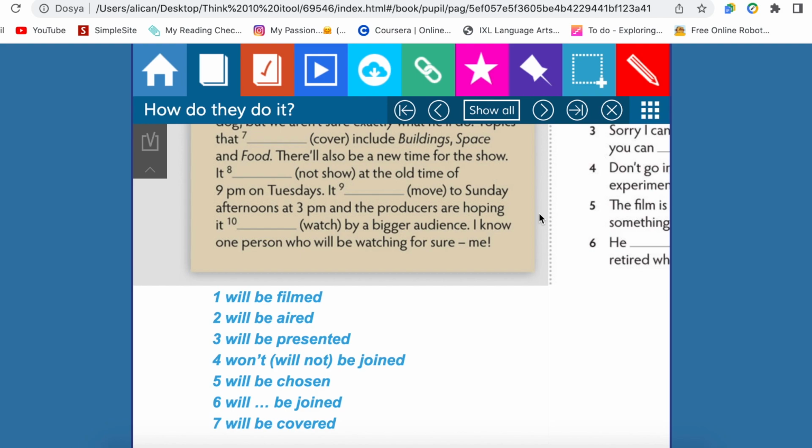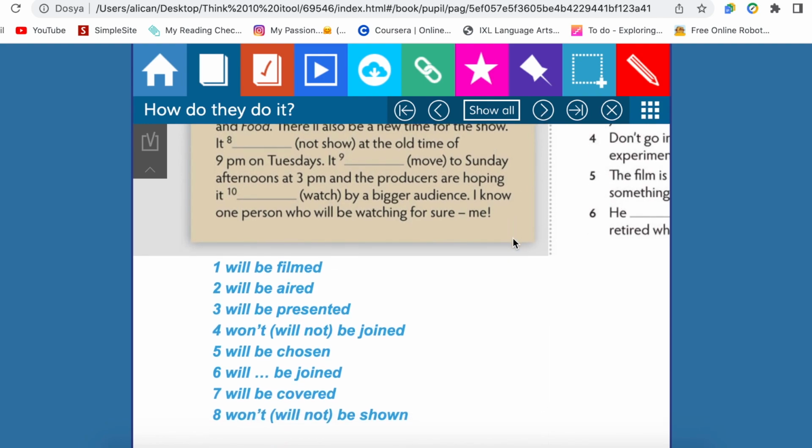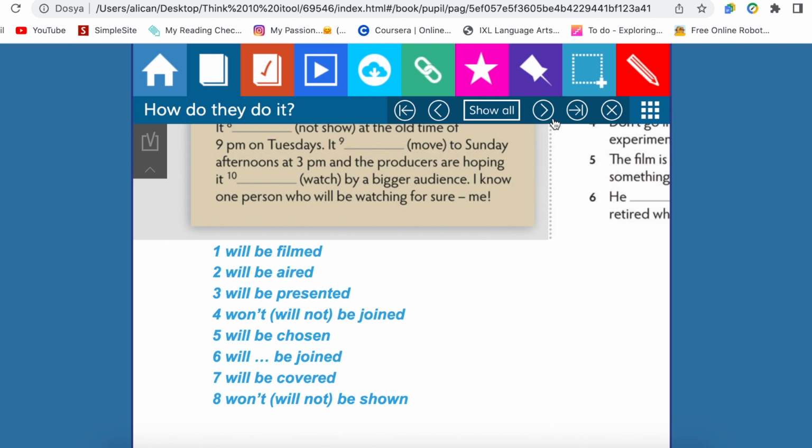On Tuesday. It will be moved to Sunday afternoon at 3 p.m. and the producers are hoping it will be watched by a bigger audience. I know one person who will be watching for sure, me.